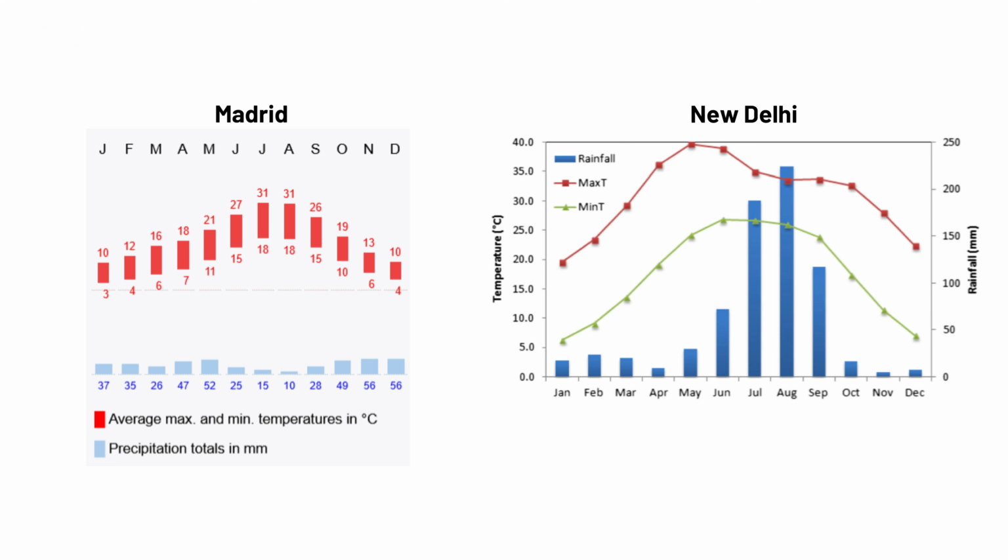Now let's take a look at the climatic characteristics of these two countries. I have selected two cities, Madrid, which is the capital of Spain, and New Delhi, capital of India. On the right hand side, you can see that most of the rainfall is happening during the summer months. As India is located in the tropical region, the bulk of India's rainfall happens during the summer months, which is from June to September. On the left side, you can see Madrid.